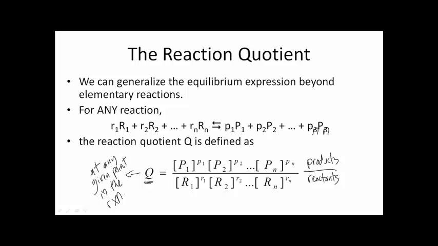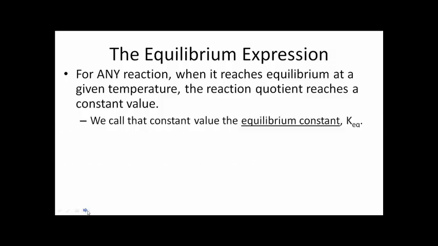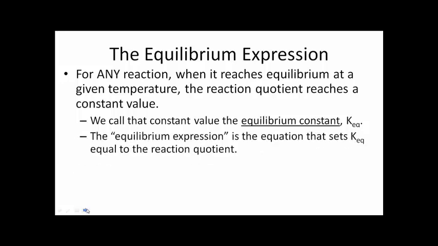All right. So the equilibrium expression. Here we go. For any reaction, when it reaches equilibrium at a given temperature, the reaction quotient reaches a constant value. So we've already talked about this a little bit. We call that KEQ. So the equilibrium expression is the equation that sets KEQ equal to the reaction quotient. So when Q becomes equal to KEQ, we are at equilibrium. So it looks like that.